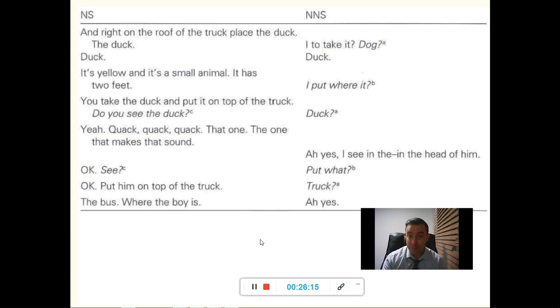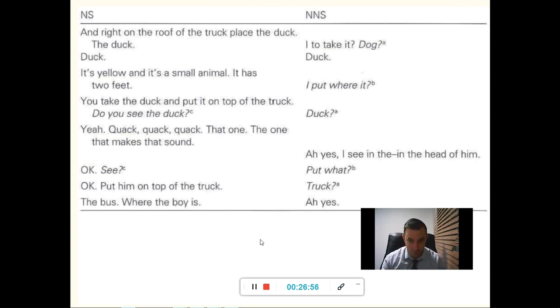Do you see the duck? Non-native speaker. Duck? Yeah. Quack, quack. Quack, quack, quack. That one. The one that makes that sound. Yes. Yes, I see. I see in the head of him. Okay. Okay, see? Yes, I see in the head of him. Okay, put him on top of the truck. Put what? Truck? The bus, where the boy is.